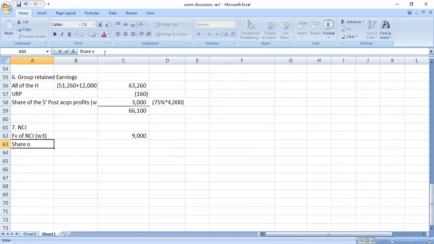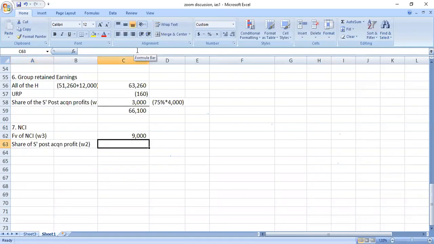Then the share of the profit. S is the subsidiary's post-acquisition profit, so take a share of that, and this one is from working number 2. We're saying 25% of the profit, 4,000.